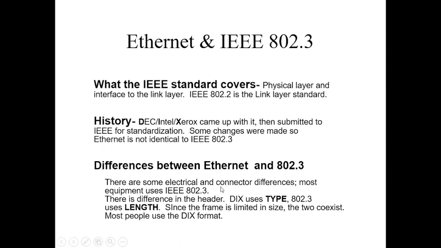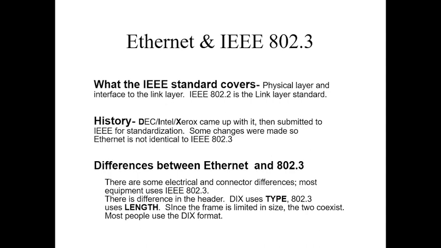What are the differences between Ethernet and 802.3? There are some electrical and connector differences. Most equipment uses IEEE 802.3. There is also a difference in the header: DIX uses a type field, while 802.3 uses a length field. Since the frame is limited in size, the two coexist. Most people use the DIX format.